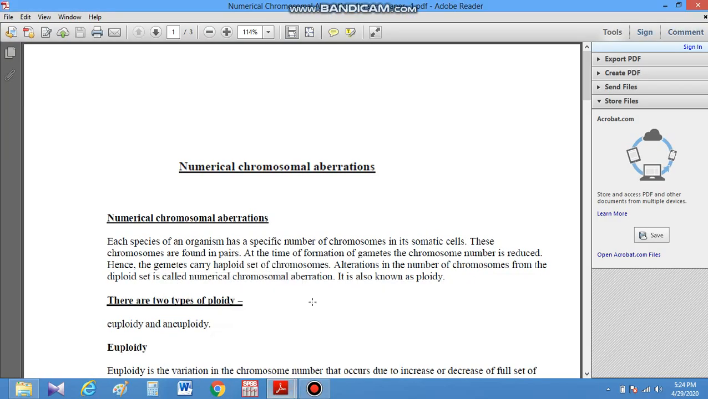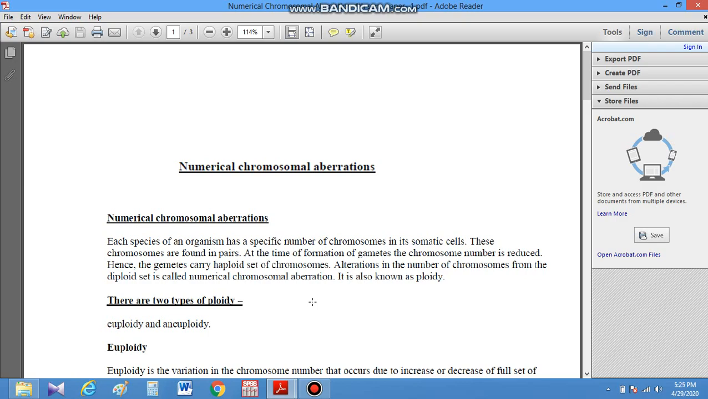As we know, in somatic cells of every organism there is a specific number of chromosomes which are found in pairs, and at the time of gamete formation, due to reduction division, chromosome number is reduced to half. So the gametes carry a haploid set of chromosomes and it is represented by X.